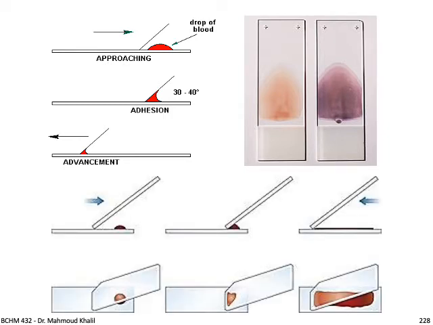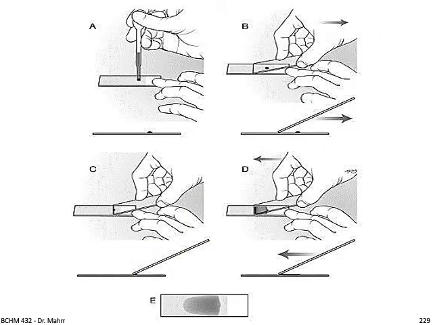This is another figure representing how you can smear a blood film. This is again another figure to illustrate how you can smear a drop on the slide. Using another slide, you can make adhesion to the blood drop, and then move forward, not backward. So why is the movement forward? To avoid hemolysis of the red blood cells. So finally, in figure E, you have the smear.